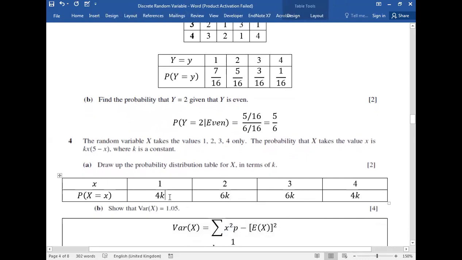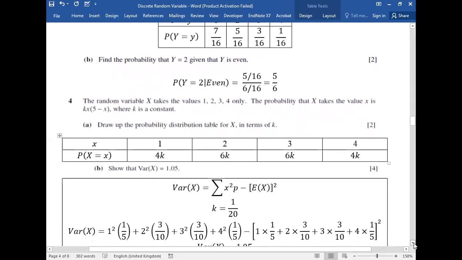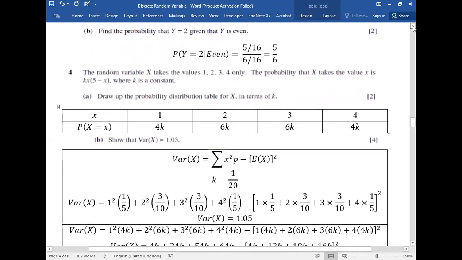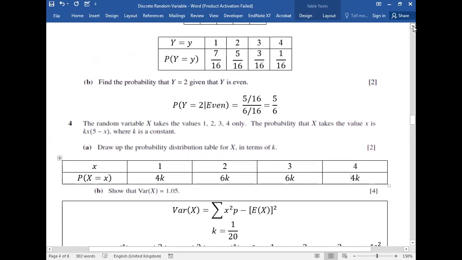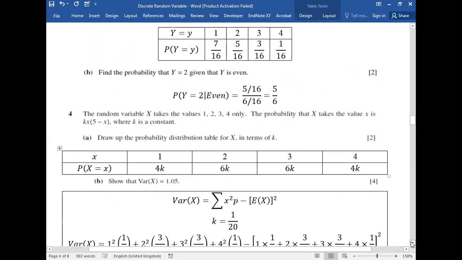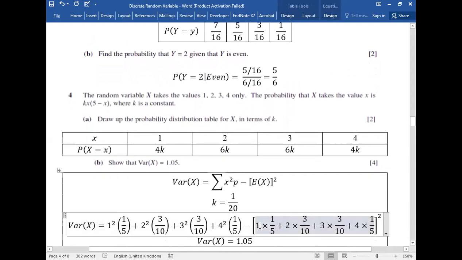Once you have the value of k, you will have all the probabilities. K is 1 upon 20. Now you can use the value of k to write down all the probabilities and find the variance. Now there are two ways of doing it. Either use the value of k and figure out the probabilities and then use them. I've directly used it. You can separately find the expectation first. That will make things easy for you.